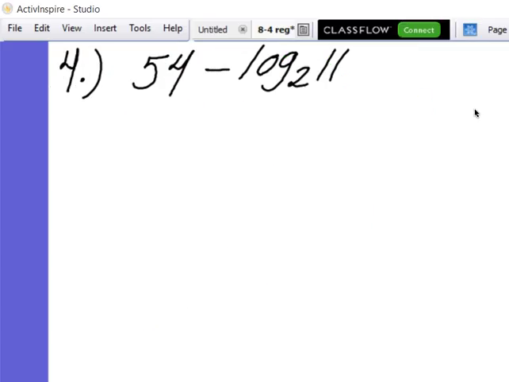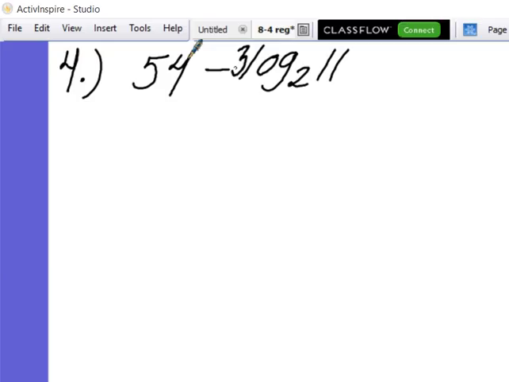Okay, let's do number 4. Notice 54 does not have a logarithm. Yes. Perfect. There should be a 3. We got to add that in there. So on 4, we have 54 minus 3 log to the base 2 of 11.